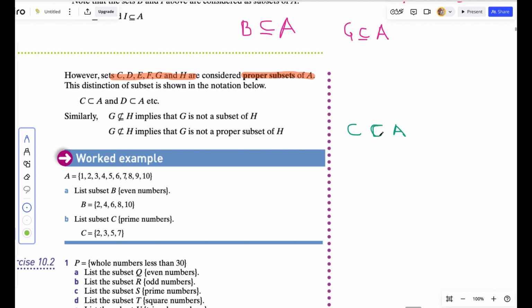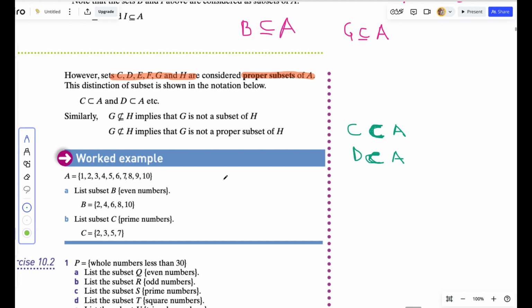It's not the letter C, but the symbol looks similar to the letter C, a bit like a sideways U. Okay, so you say C is a proper subset of A, D is a proper subset of A. This is how we write the symbol.